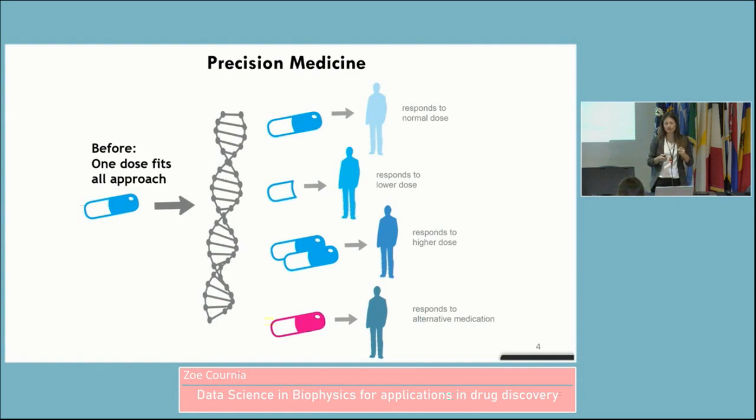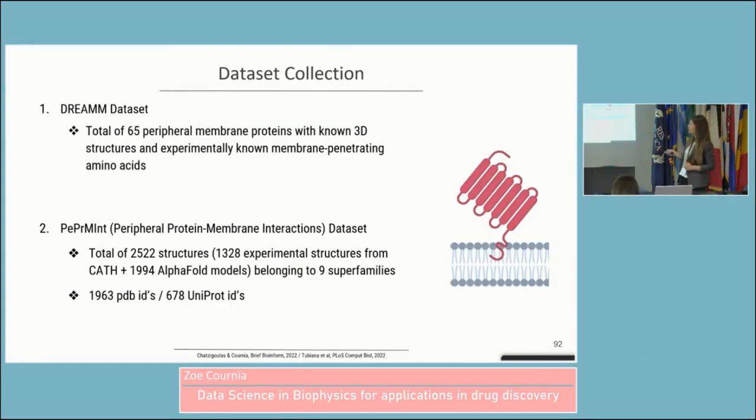And not only that, also in the dosage. So before we would give one dose for all people. Some people would respond to a normal dose. Some people would respond to a lower dose or higher dose. And some, as mentioned, would respond to completely different medications. So for example, structures than what we had previously.